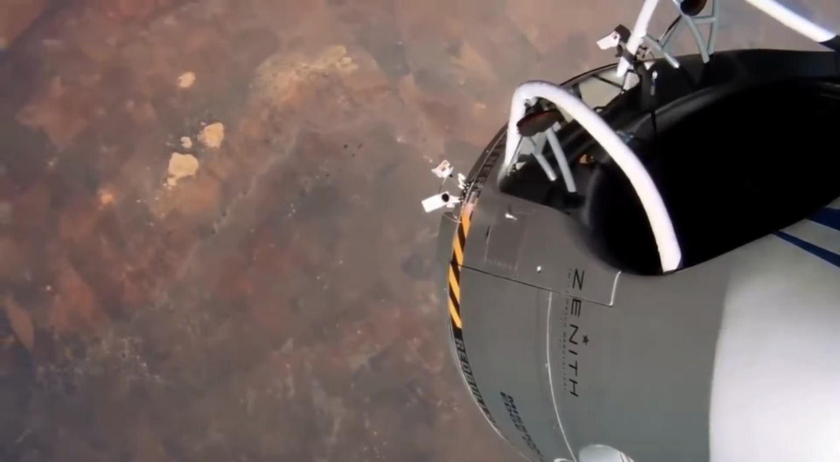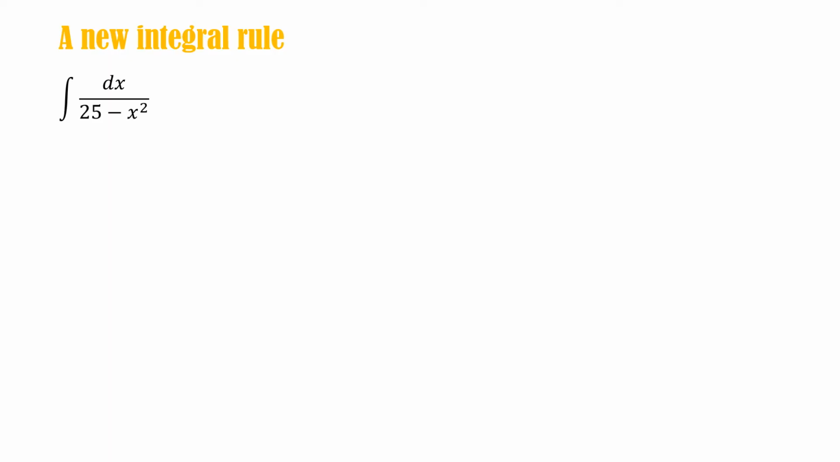Crazy. Okay, let's look at a new rule for integrals. Now, we've got here 1 over 25 minus x squared. We want to find the integral of that. So you might instantly look at that and say, oh, hang on, that looks like tan. Well, it's not, because the top is not the derivative of the bottom.